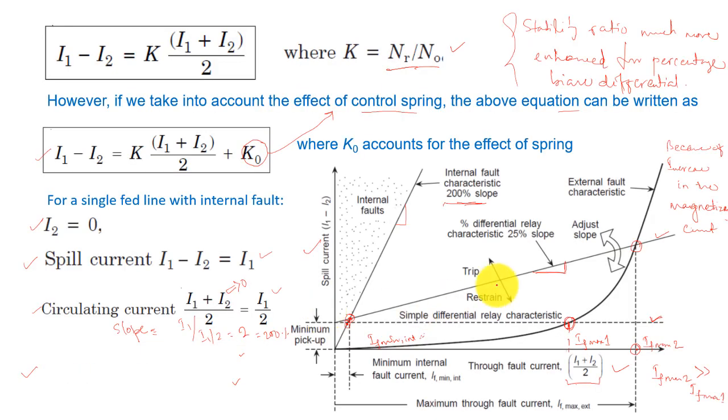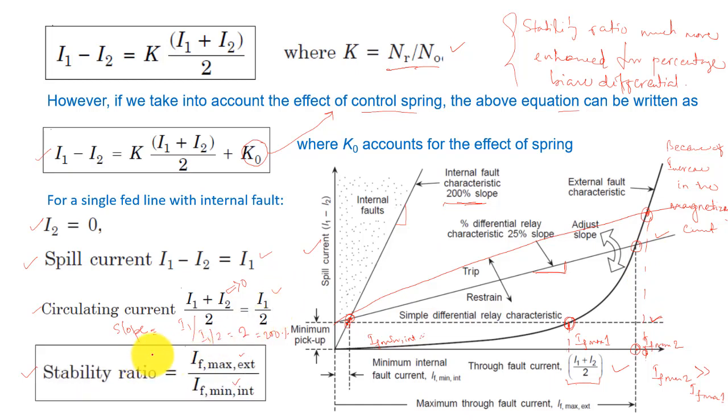In fact, we can see in this figure, if we increase the slope, suppose we make it 40%, it will become like this. So again the stability will increase, and by that way it increases the stability ratio, right? So as the slope goes on increasing for this percentage bias differential relay, your stability ratio also will increase, enhancing the stability or stable operation of the differential relay.